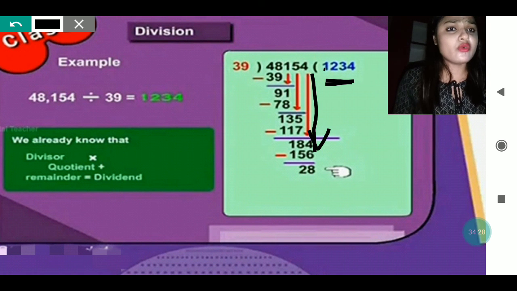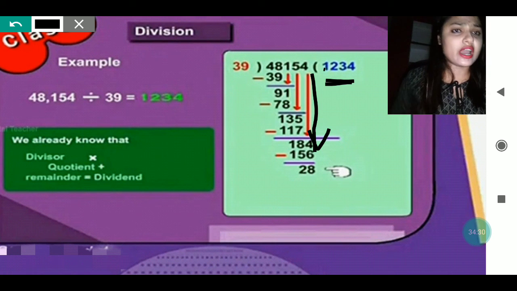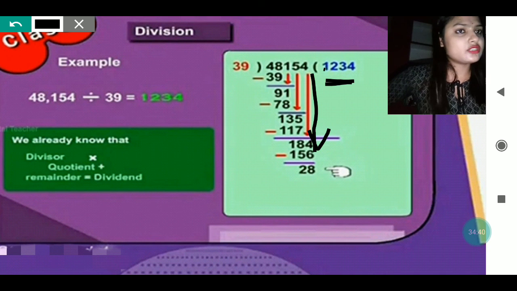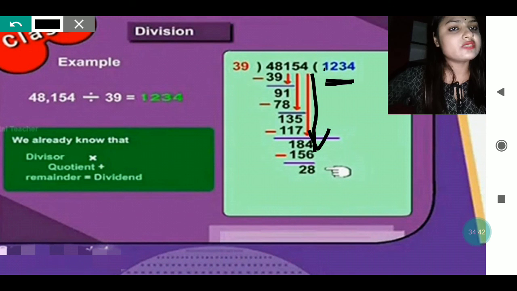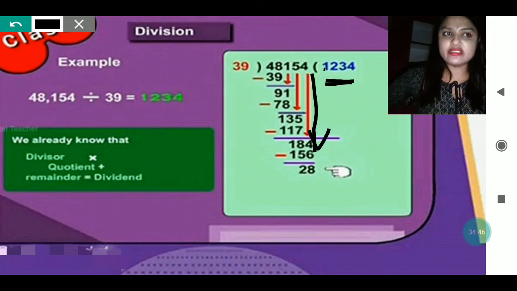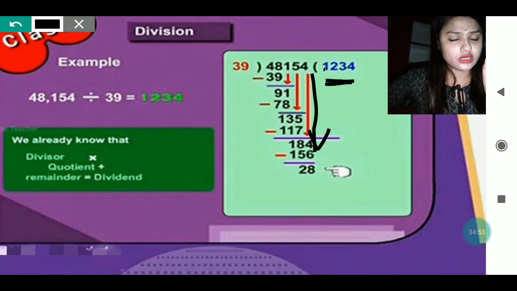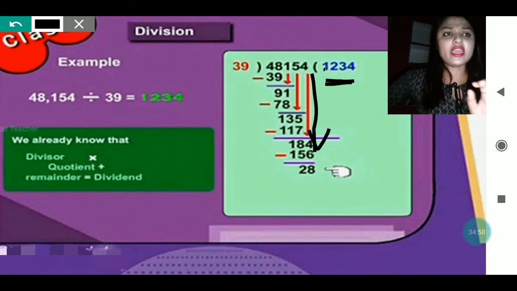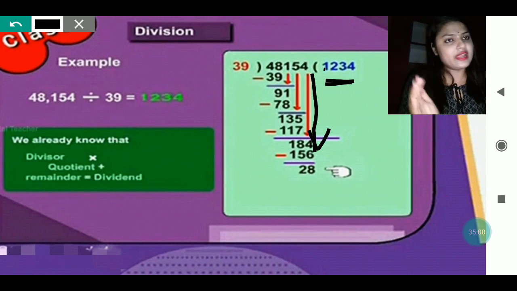So here we will divide with 156. After writing 156 just below 184, you give the subtraction sign. 4 minus 6 is not possible, so it will be 14. 14 minus 6 will be 8, then 7 minus 5 will be 2, and 1 minus 1 is 0. So what is the remainder here? 28 is the remainder. What is the quotient here? 1234 is the quotient here. And like this we have got the complete answer.